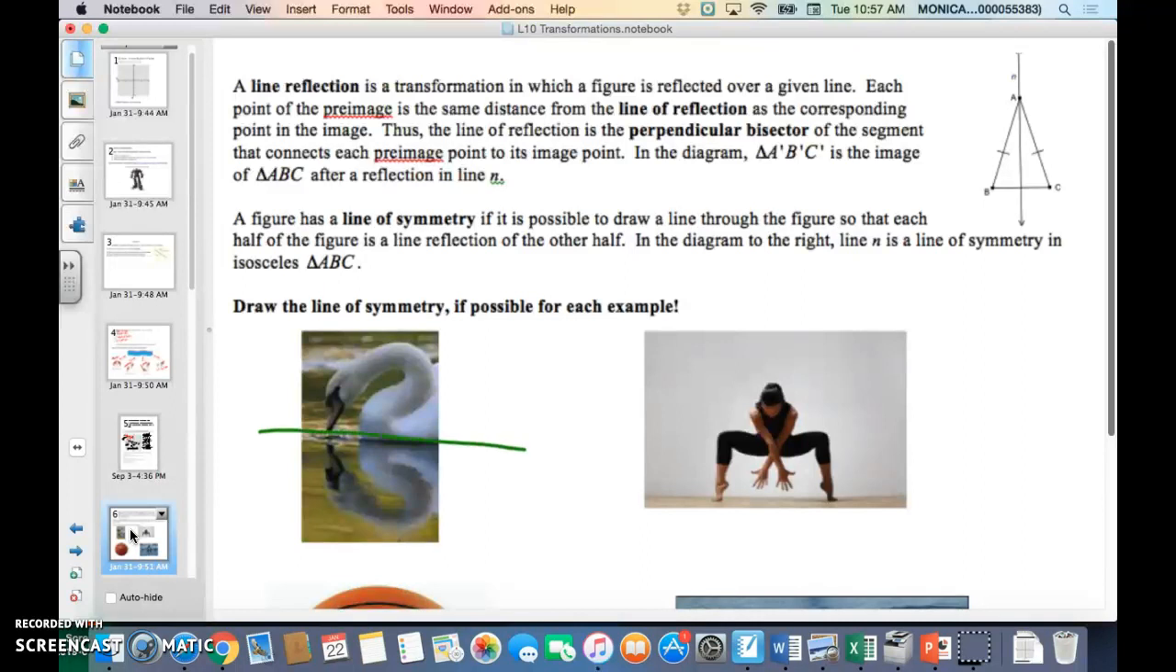And what you should notice is that, for example, the eyeball in the swan is going to hit exactly the same distance away, and it's going to hit at a 90-degree angle from the line of symmetry. And that should always occur. And this young lady here, you can draw a line of symmetry down the middle. And you should notice that her thumb is going to be exactly the same distance from the line of symmetry, and it should hit at a 90-degree angle. And the same with her toes, so the same thing occurs.